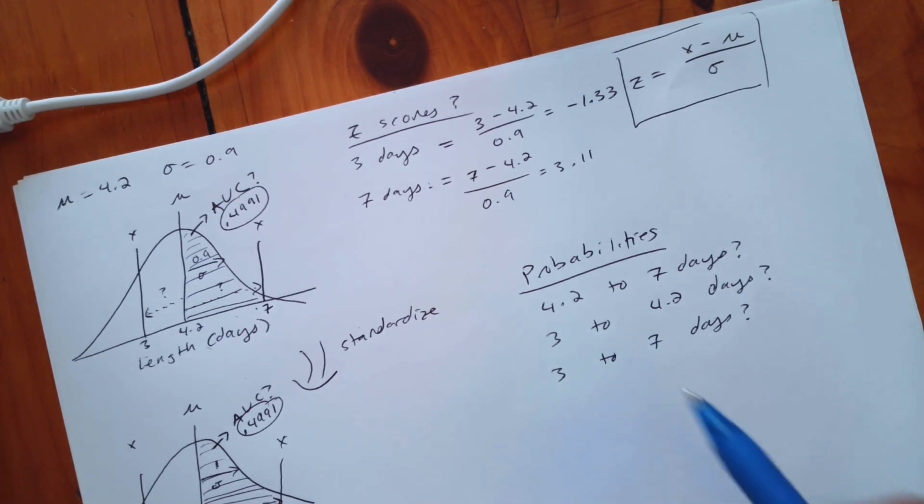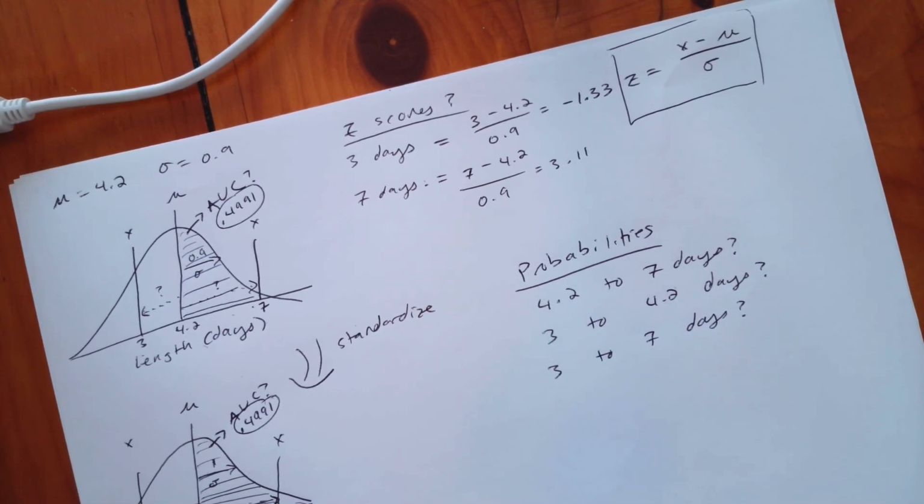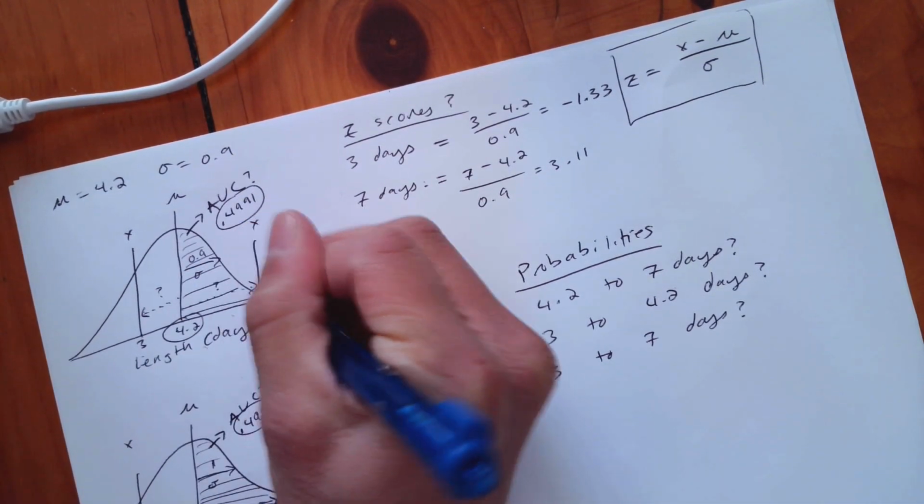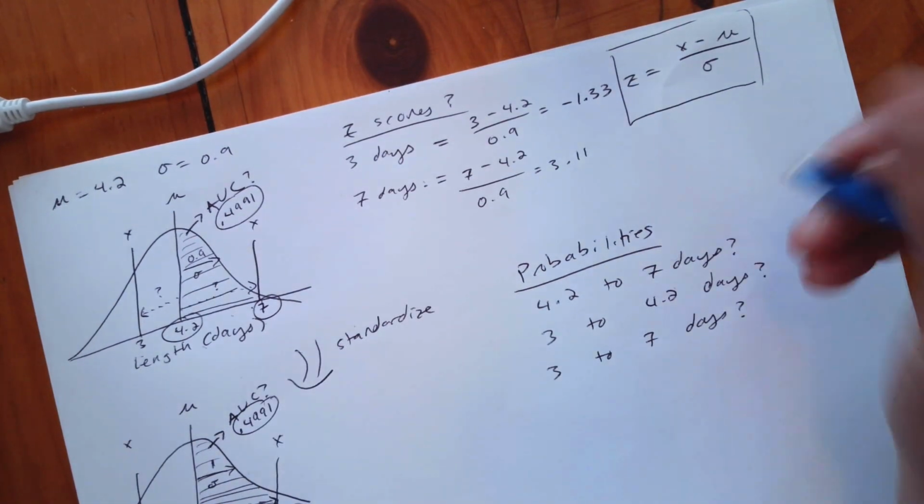The probability of getting an outcome between two values is equal to the area under the curve between those two values. The area under the curve between 4.2 and 7 is equal to 0.4991.